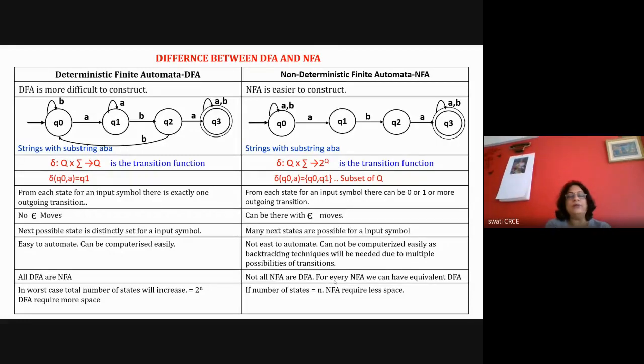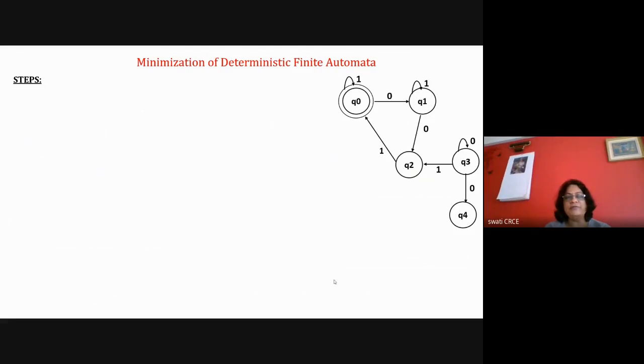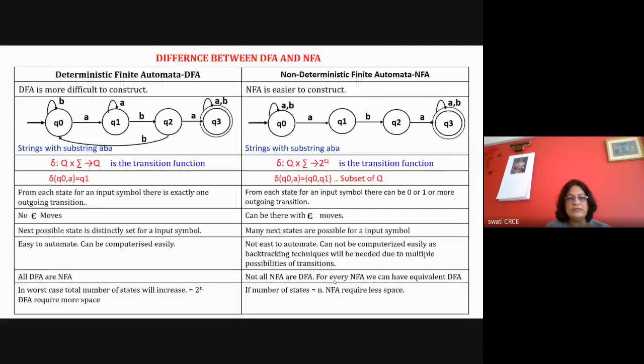Okay, so today we are going to learn about the minimization of DFA. The name of the topic is minimization of DFA. The objective is a simple objective, just one particular topic, that is how to minimize the given deterministic finite automata. Okay, so first we'll see what we have done till now.